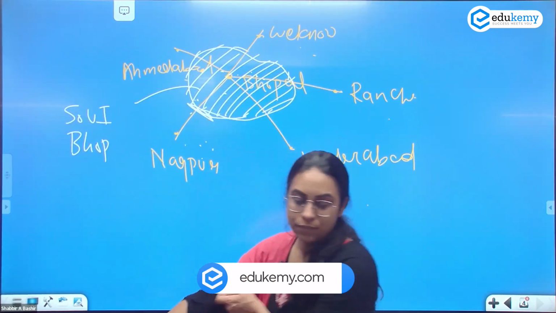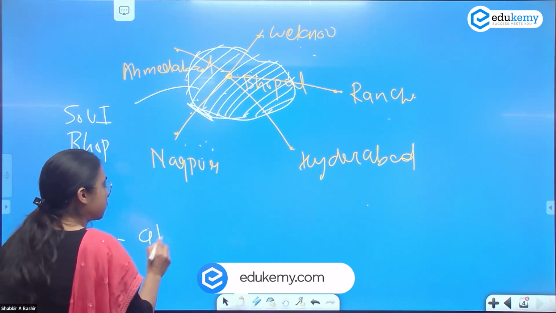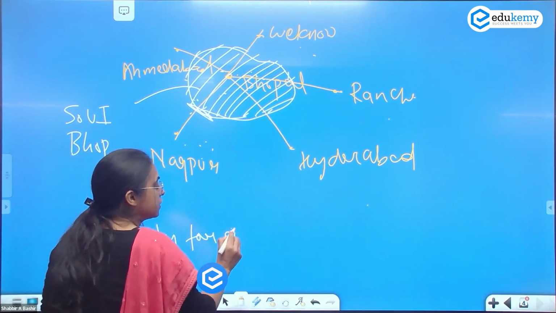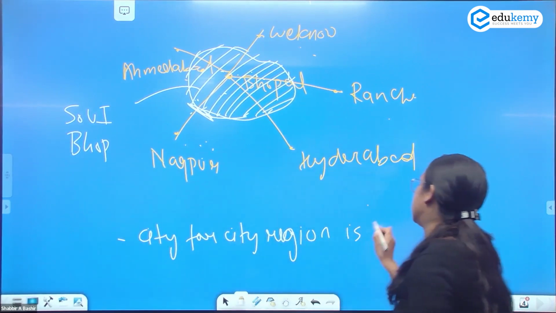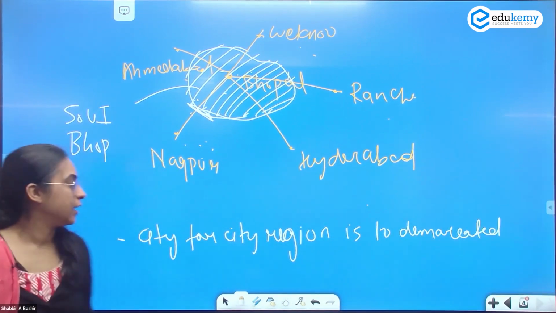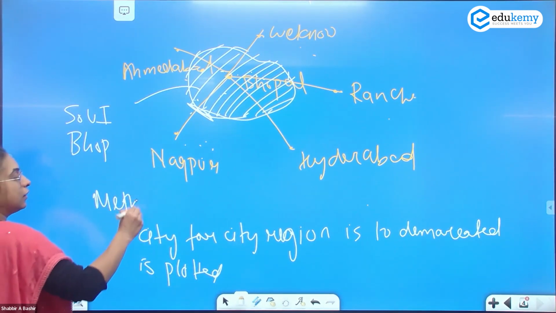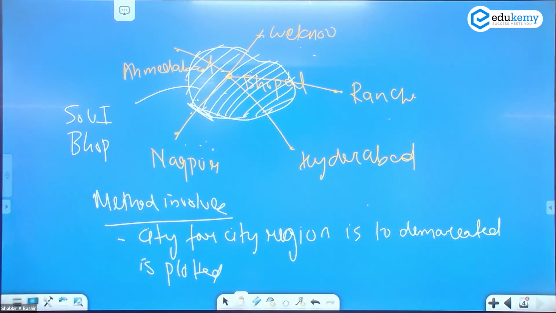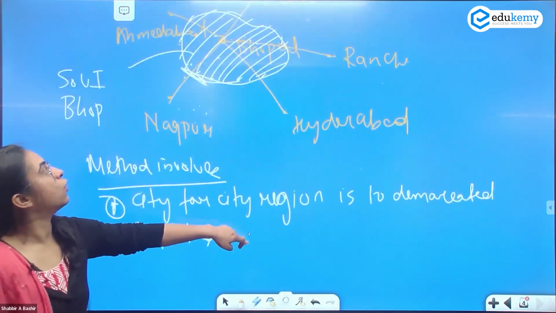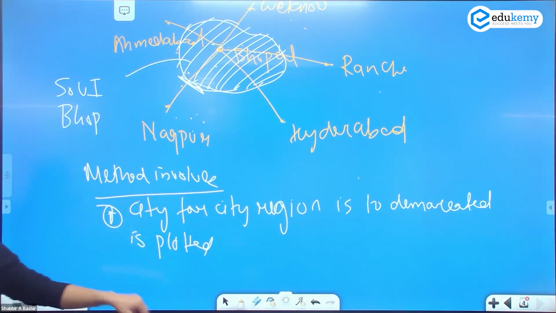The city for which the city region is to be demarcated is plotted. हम क्या करें? I am just writing the method. What does this method involve? The method involves the city for which the city region is to be demarcated. जिसका city region demarcate करना है उसको हम plot करते हैं.